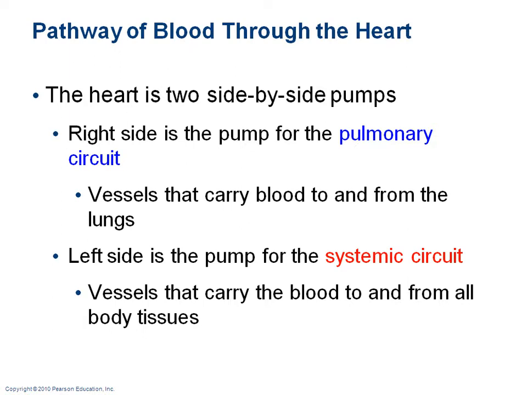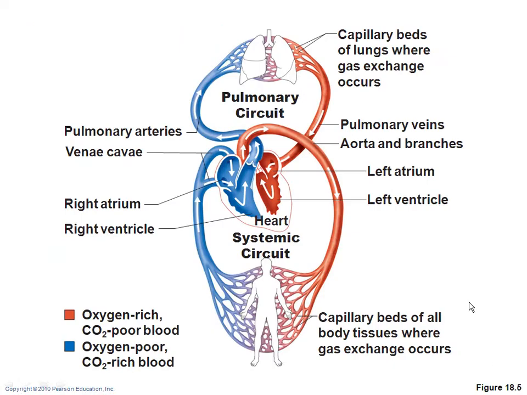Then we see the systemic. A lot of times you think system. If somebody says, I'm waiting for the medicine that I just took to get through my system. So systemic is everything else. Your fingers, your toes, your legs, your arms. And that's the left side of your heart. So blood vessels that carry blood to and from body tissues. That makes up the systemic. So let's take a look at the pulmonary circuit and the systemic circuit.